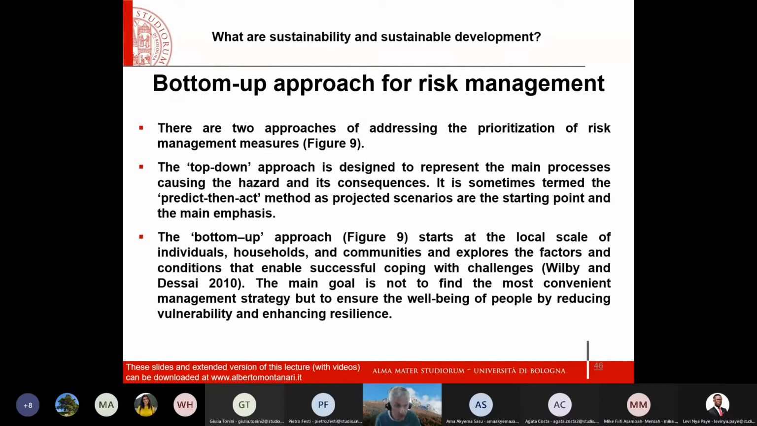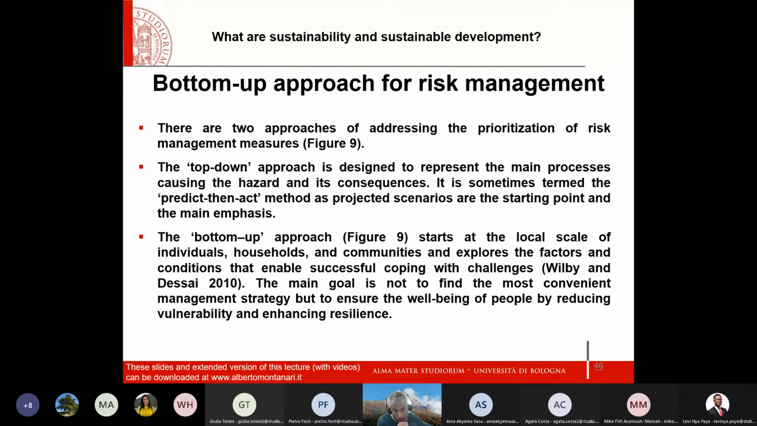Now, the result is that Florence is at the same risk as in 1966. So if another flood like that one comes, Florence would be completely flooded, with the difference that the value of the goods, the exposure of people, is much higher. So this is a situation that frequently happens. This brought some researchers, starting about 10 years ago, to propose an alternative approach, the bottom-up approach.